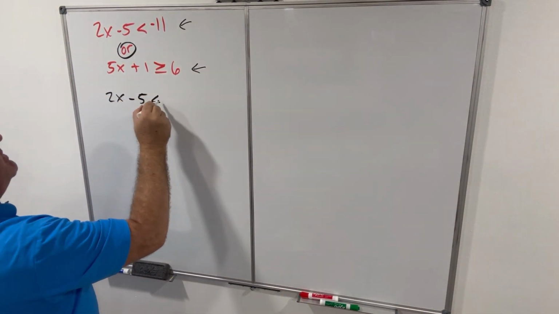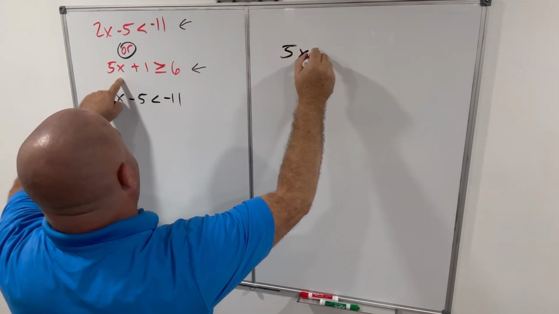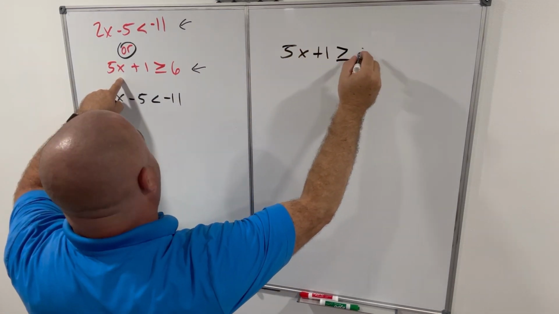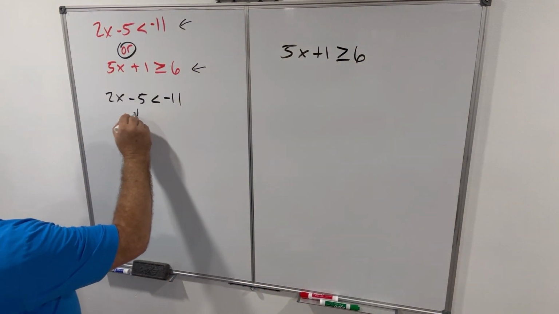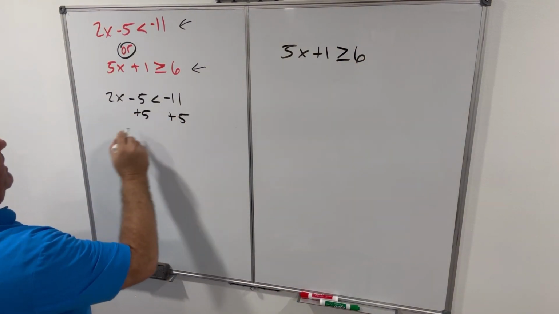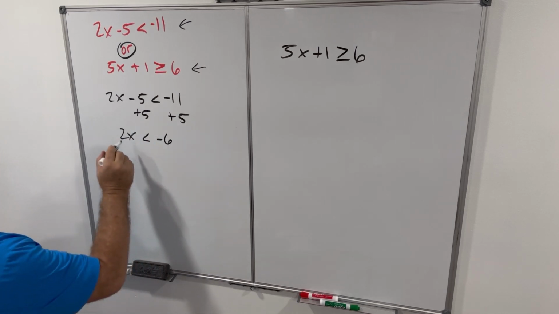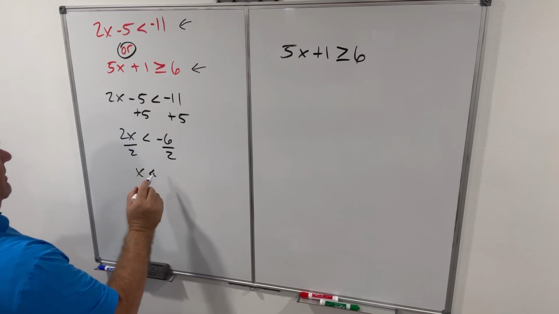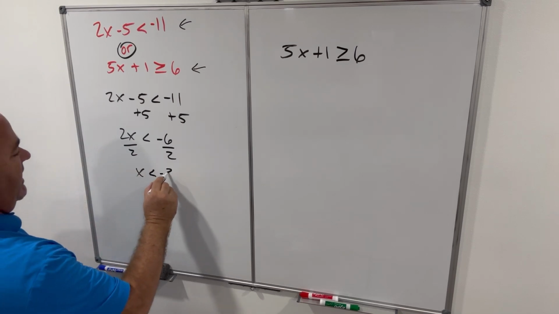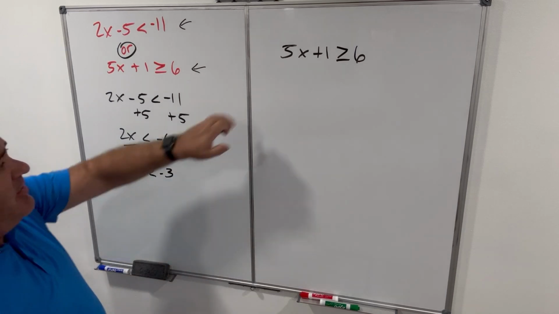2x minus 5 is less than negative 11. And over here, we'll do 5x plus 1 is greater than or equal to 6. So here, let's go ahead and add a 5 to both sides, and we get 2x is less than a negative 6. We divide both sides by 2. We get x is less than a negative 3. Now, we divided by a positive number, so we're going to keep this sign the same.